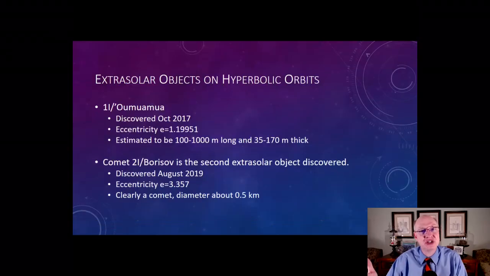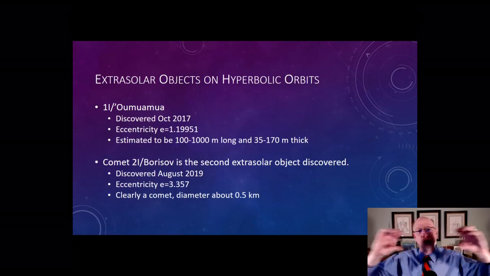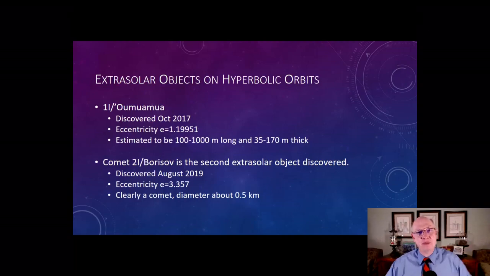Based on our observations, the object was much too small to resolve. Even through the biggest telescopes, it looked like a little tiny point of light. But based on its brightness, we estimate that it was somewhere between about 100 and 1,000 meters long, and about 30 to 170 meters thick. So we think that this was a long, flattish shaped object.